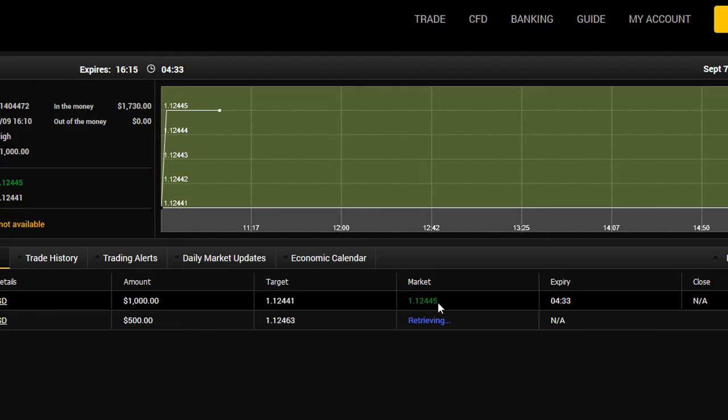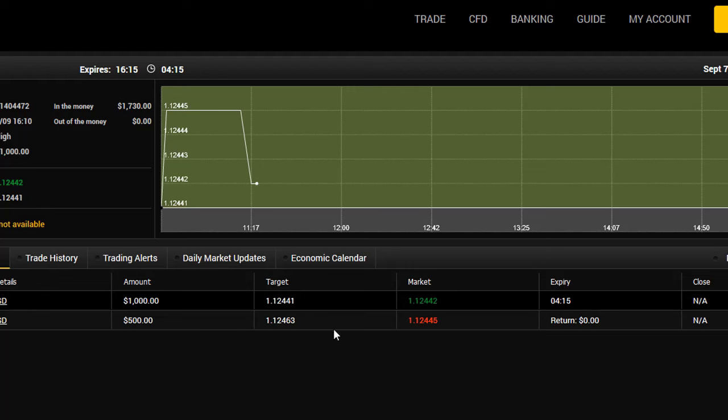So the first trade is a $410 profit. The second trade is a loss of $500. So I'm still in a negative $90 position. Okay, so just let this trade run, and we shall see what's the outcome.